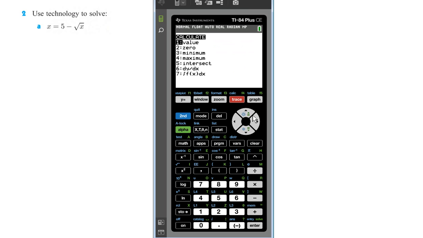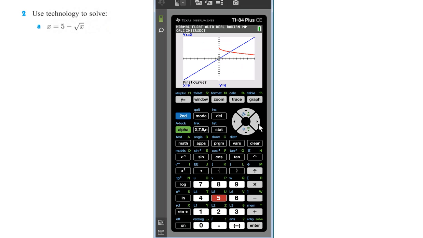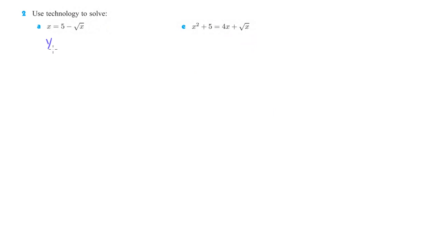So second trace, and we are going to calculate 5, the intersection. And really there's only one spot, and that should hit right there. So we'll do enter, and it says second curve. Yep, enter. And then it says, do you want us to guess? Yep, guess. And there's our intersection, 3.208. So it's going to be 3.21. x equals 3.21 is the one value for x that's going to make this equation true.